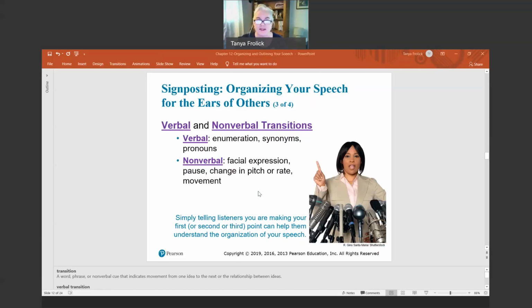Or if I'm about to get into something really exciting, I might start speeding up and I might raise my voice and I might jump up and down a little bit. You never know. Point can help them understand the organization of their speech. Okay, people, we are on point number 3, which is verbal and nonverbal.